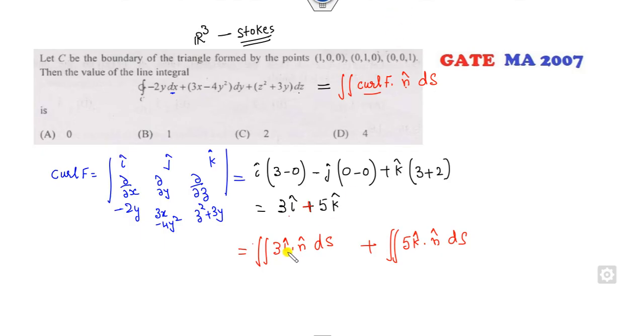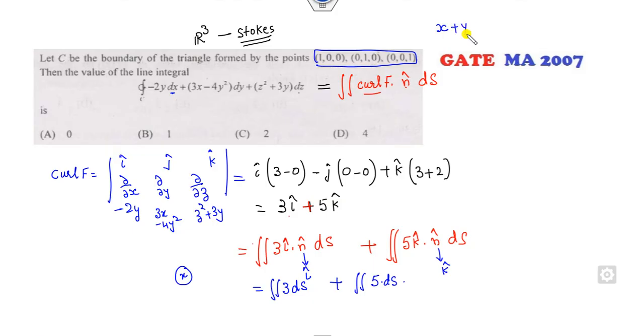Now you can see what n is. In this case n will be my i cap, in this case it will be my k cap. So here, double integration of 3 into ds. In this case, double integration of 5 into ds. Fine. Up to here I think there is no problem. Now you can see this is with respect to the i cap, that is the x. Fine. Look at that. If you think about this, what is that? This is nothing but x plus y plus z is equal to 1.